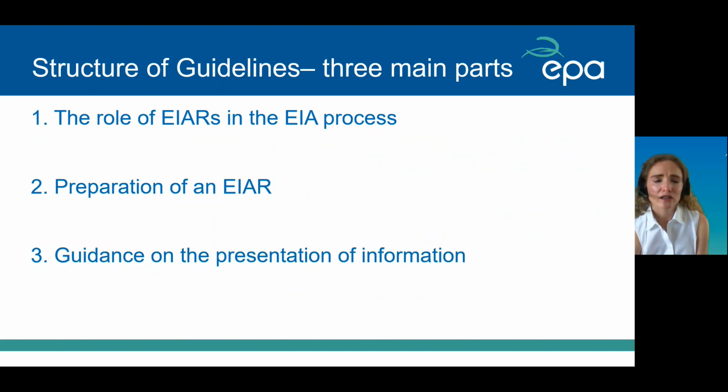The guidelines are organised into three main parts. As said previously, the primary purpose of the guidelines is to set out what information needs to be contained in an EIAR. But the first section, section 1, the role of EIARs in the EIA process, gives an overview of the EIA process itself and where the EIAR sits within it. The second section then is the main section of the guidelines, which deals with the preparation of the EIAR itself and gives comprehensive information to the developer on the types of information to be included there.